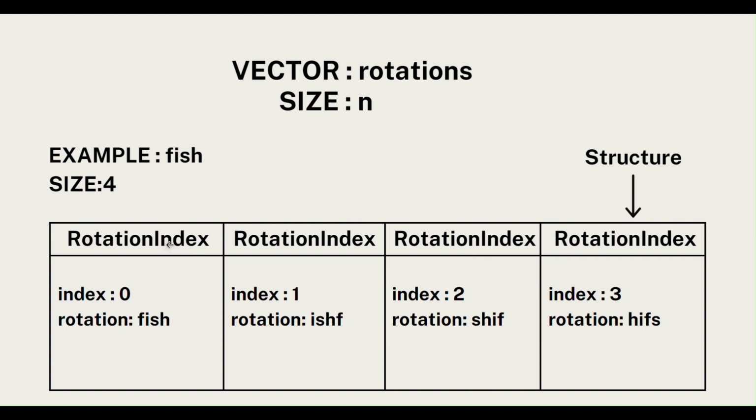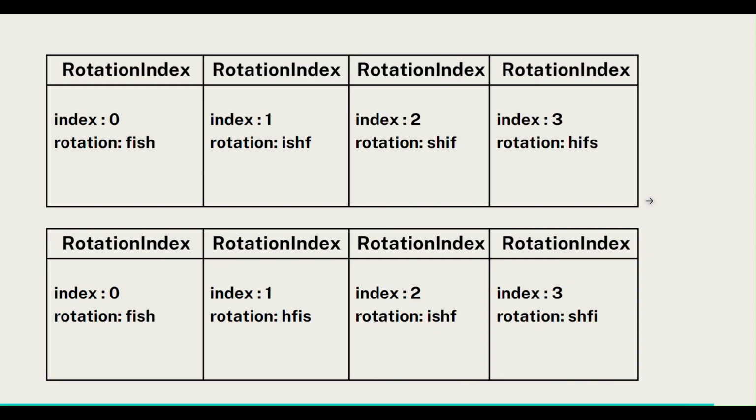This is the name of the structure, rotation index, and this is the name of the vector, rotations, and this is the size n. So we have seen this. This is the first step of the algorithm and this is being done in the code. And now it's the second step of the algorithm, that is sorting. In the code we have used a bool function to compare and sort the data. So based on the suffix, the code has sorted the data, and this is the resultant data.